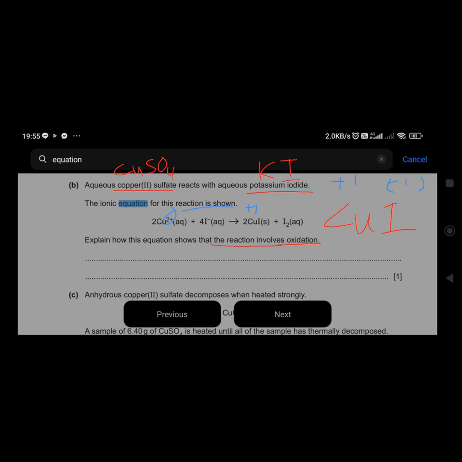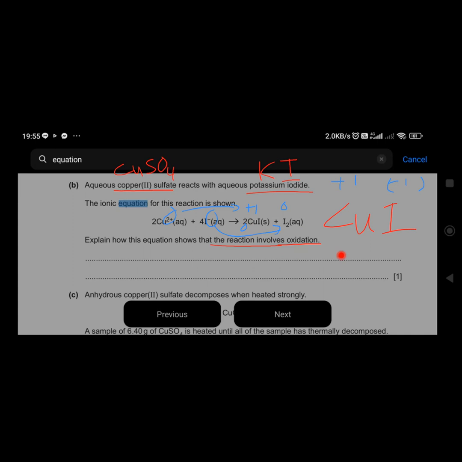It is reduced actually, right? It is not oxidation. So they're asking for oxidation. Which one is oxidized? Iodide. Iodide is -1. Look at this -1, and it becomes 0 here. Minus to 0 is oxidation, right? So you can write that.